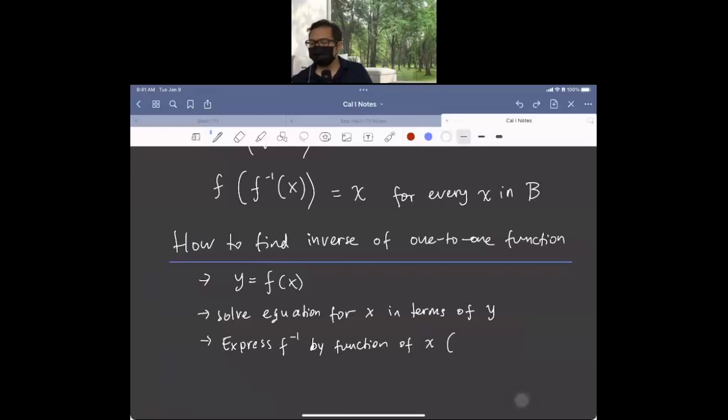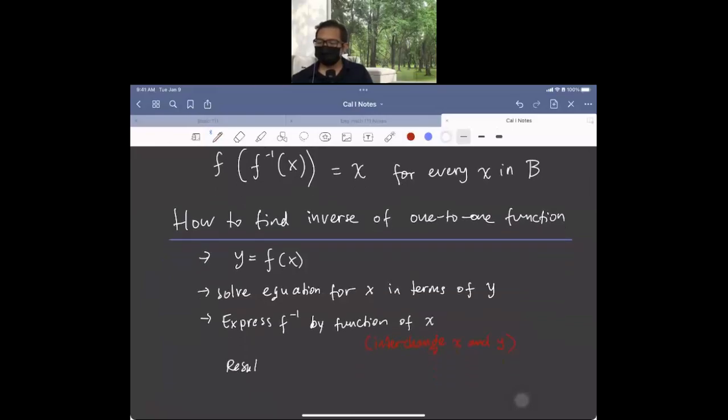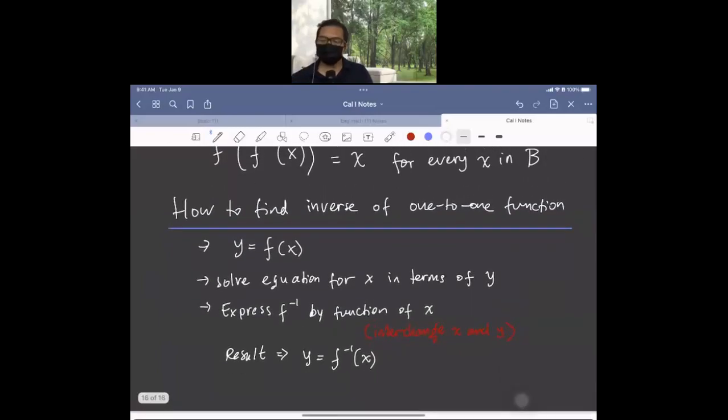Interchange x and y. And the result should be in the form of y equals f inverse of x.